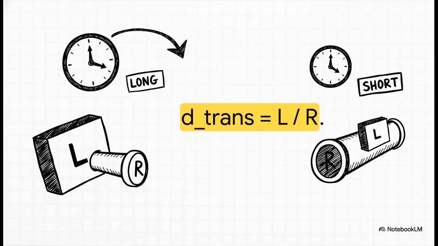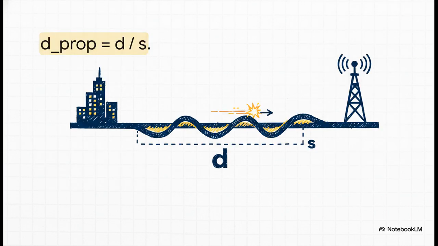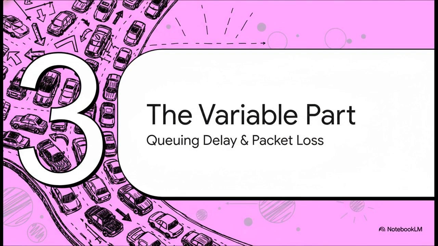All right, here's the math you need. For transmission delay, it's simply the packet length, which we call L, divided by the link rate, or R. So bigger packet or slower link, you get a higher transmission delay. Simple as that. And for propagation delay, it's even simpler. It's just the physical distance of the cable, D, divided by the propagation speed of the signal, S, which is usually pretty close to the speed of light. Okay, so we've handled the 2 delays that are pretty predictable.